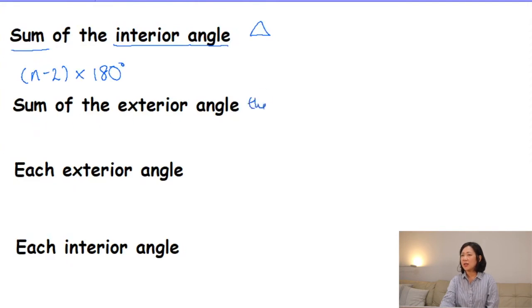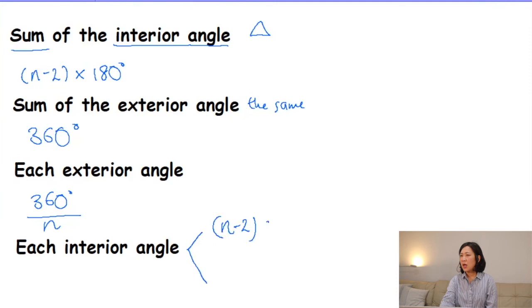Now the sum of the exterior angles is easy because it's always the same. That is just 360. Each interior angle and each exterior angle applies only to a regular polygon, not an irregular one. So each exterior angle is 360 divided by n, because you've got n equal exterior angles. Each interior angle you can find in two ways. If you use the sum of the interior angles, (n-2) times 180, you can divide it by the number of angles because they are all equal in size.